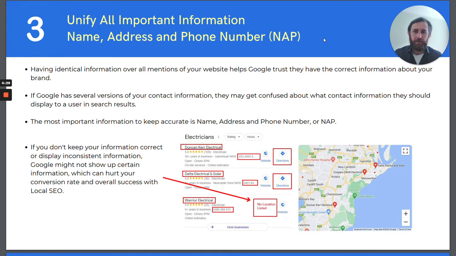So if Google has several versions of your contact information, it might show the wrong information. It might not show anything at all. We can see maybe an example of this of the Warrior Electrical. There's no website listed there. They obviously haven't optimized it, and we just really need to optimize all the information in Google My Business and everywhere else the website is mentioned.